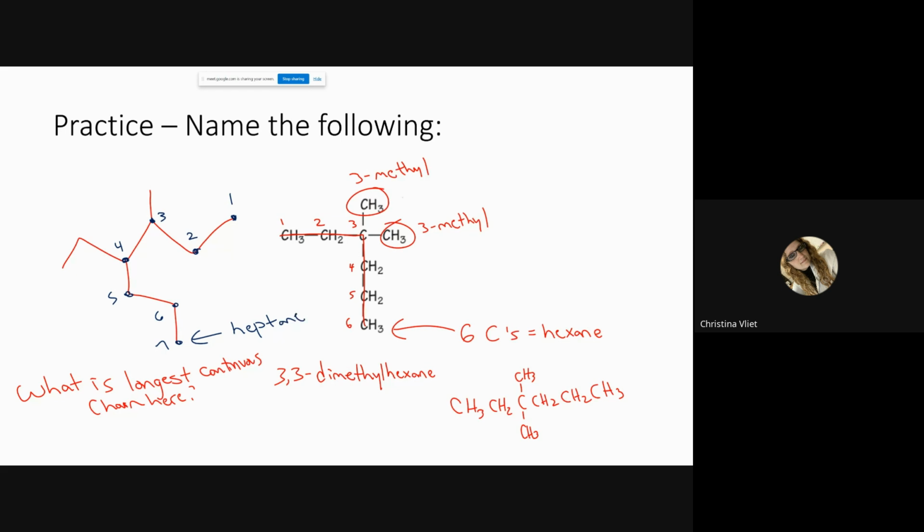So what else? What would you do next? How many carbons is that? That's a 3-methyl, right? And how many carbons is this? So that's a 4-ethyl. So what would you name this? 3-methyl, 4-ethyl. You separate each constituent, right? So 4-ethyl, 3-methyl.